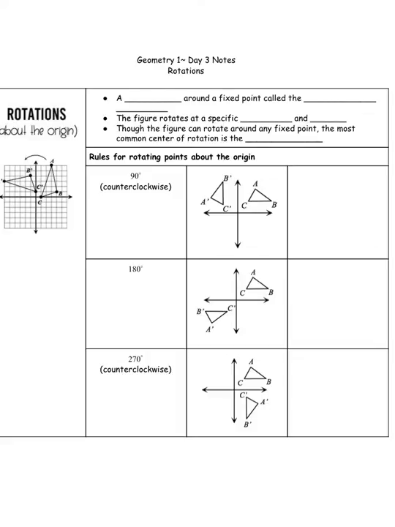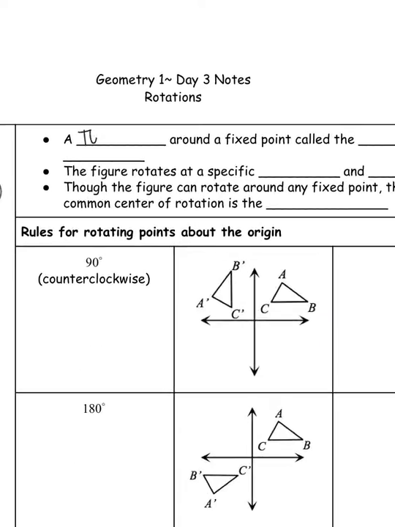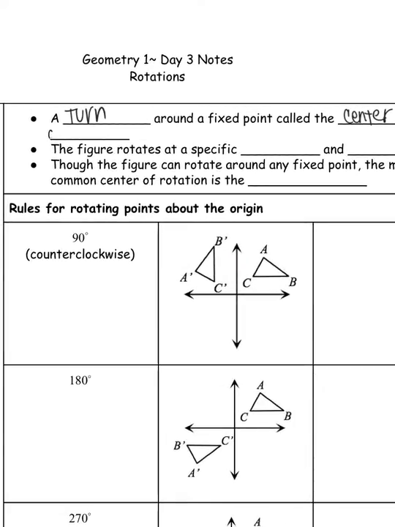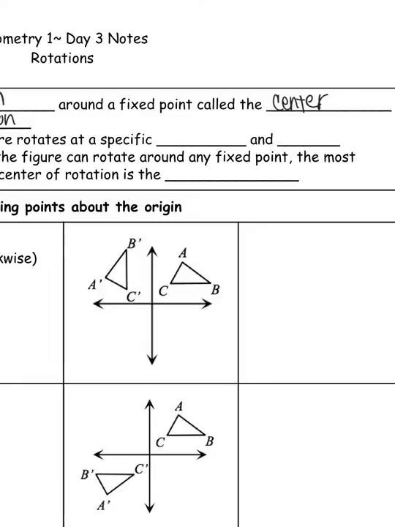Alright, so we're going to do rotation. A rotation is a turn around a fixed point called the center of rotation. The figure rotates at a specific angle and direction. So we're just going to rotate the figures, okay? Though the figure can rotate around any fixed point, it usually rotates around the origin.